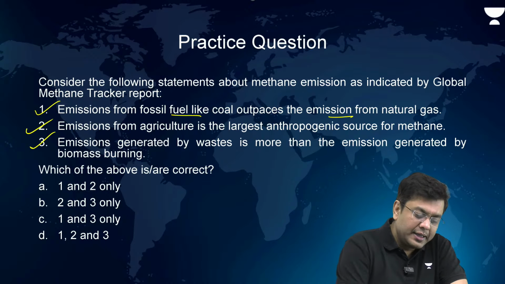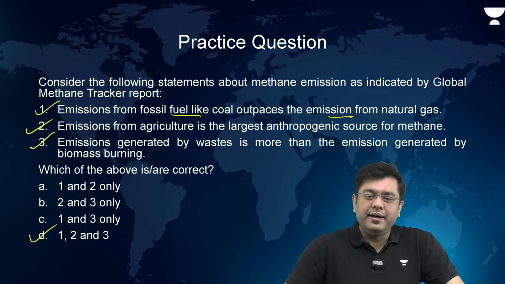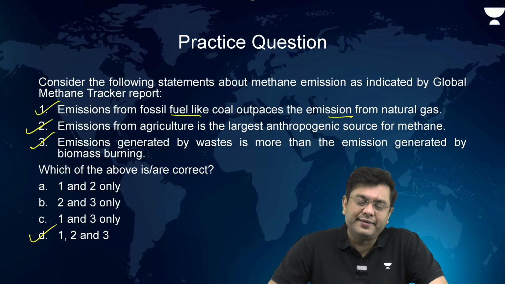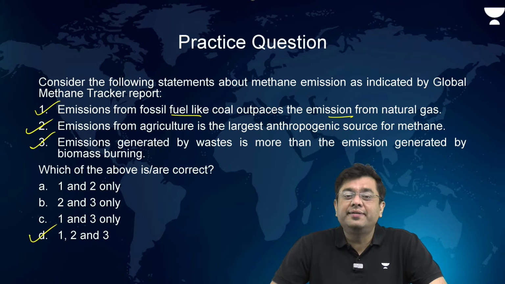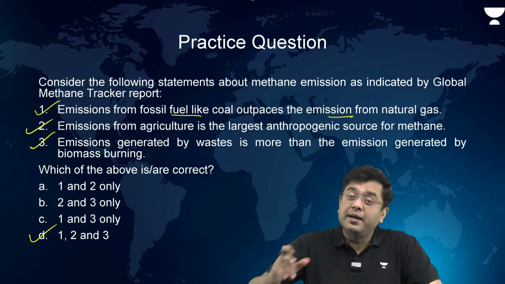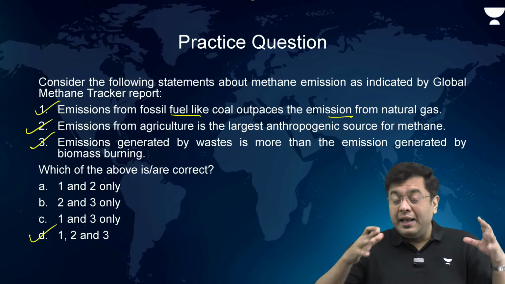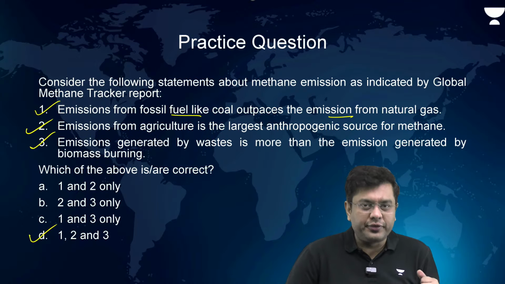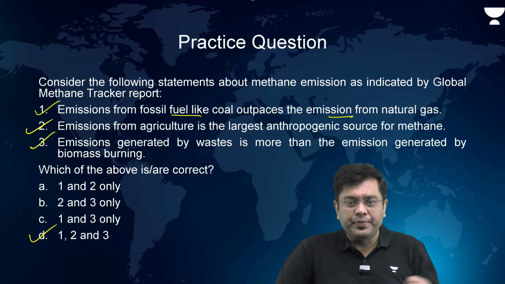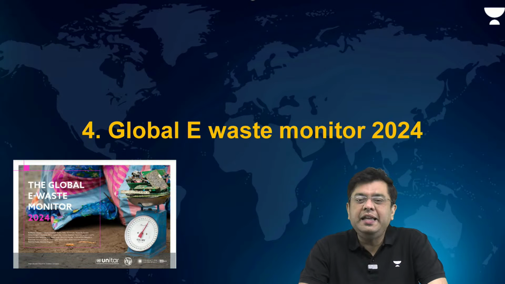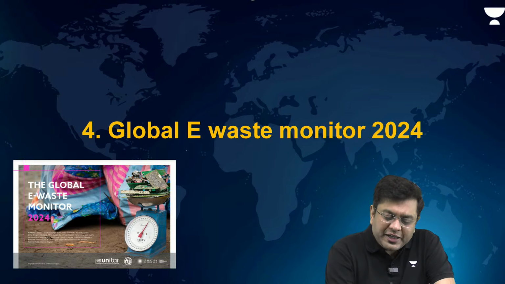Then emission generated by waste is more than the emission generated by the burning of biomass. This is also correct. So which of them are correct? The answer is D, right? Stubble burning will also produce methane. Yes, along with various other pollutants like sulfates, nitrates, stubble burning will also produce methane. But in large areas, in larger quantities, it will also end up releasing carbon monoxide and carbon dioxide in greater proportion.